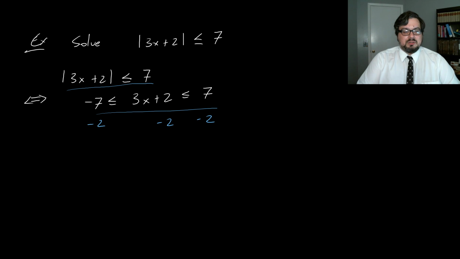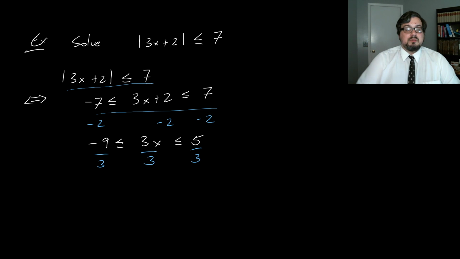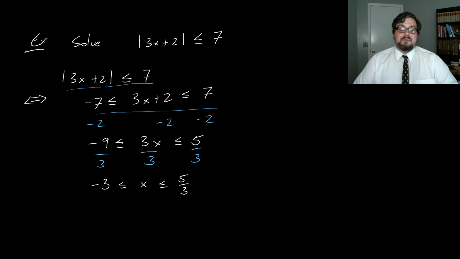We can subtract 2 from all sides, get -9 is less than or equal to 3x, is less than or equal to 5. Divide everything by 3. Remember, whenever you multiply or divide by a negative number, we have to switch the order of the signs, but in this case, we're dividing by a positive number, so we keep the direction of the signs the same. We wind up with -3 is less than or equal to x is less than or equal to 5/3. And so here is our solution.